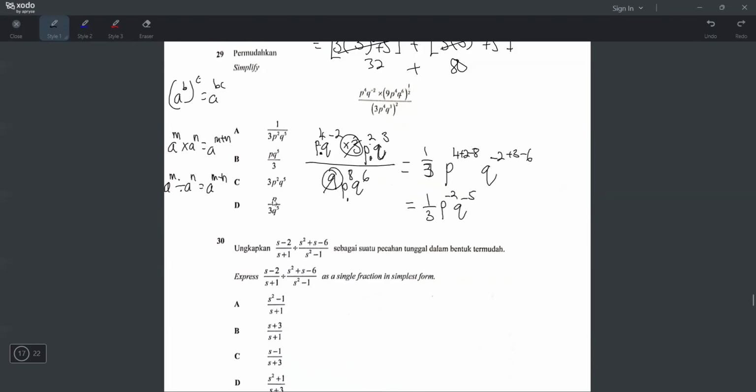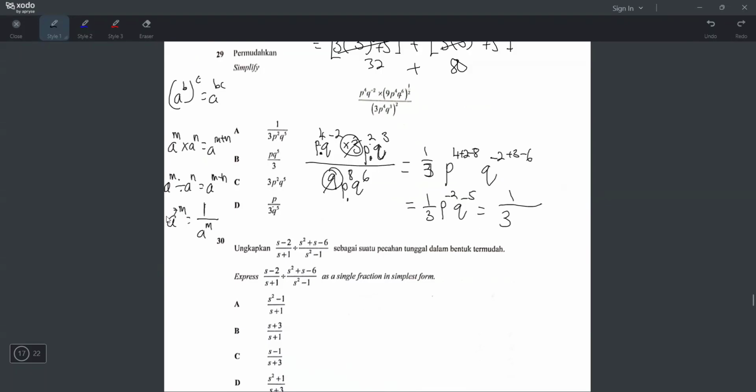Okay, if you look at A, B, C, D, there is no answer, because they make the power positive. If you look at all the answers, the power is positive. So we can actually make it positive by moving it down. So p power negative 2. If I give you a power negative m, you can put it down and it becomes a power m, but on top you have to write 1 over.